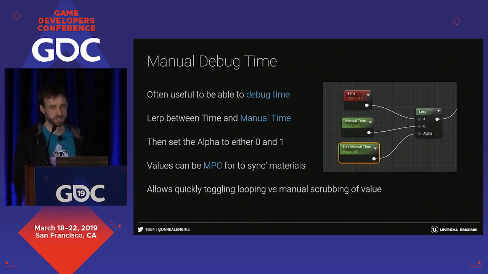And that alpha you'll either set to be 0 or 1. And when you set it to 1, you can now scrub the manual time and set it to exact points, just for the purpose of debugging. Or if you wanted to, say, control a whole scene with sequencer, you would hook up sequencer to drive a material parameter collection value and then just place those time and manual time alphas in all your shaders, and then you could just, in one place, scrub it all and drive the whole scene. And we'll actually show an example of that a bit later.